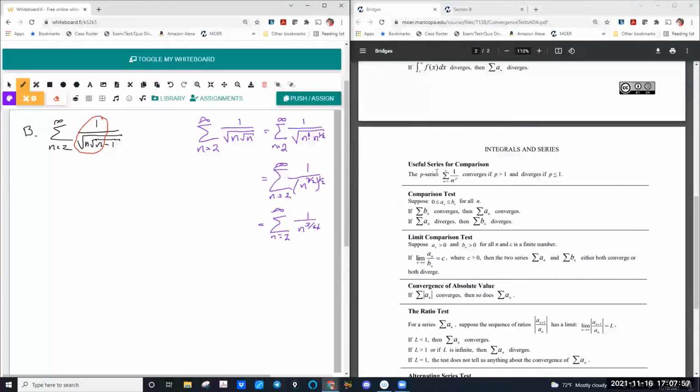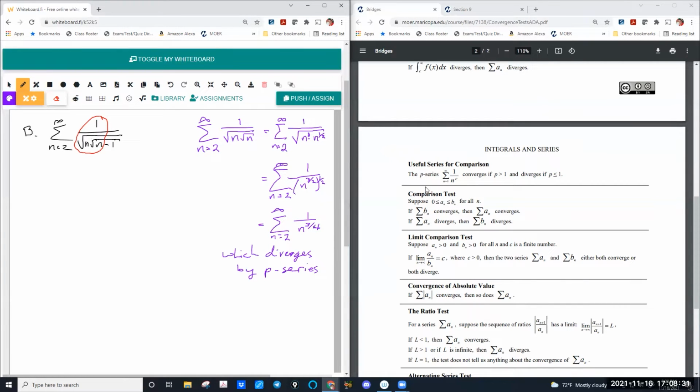So we consult our P series. Well, if P is less than or equal to 1, it diverges. So this thing diverges by P series. So I know whatever comparison I'm going to do, I'm going to be testing this thing for divergence. Now, if I'm using the comparison test, I have to show that this is greater than this. Might be easy, it might not.